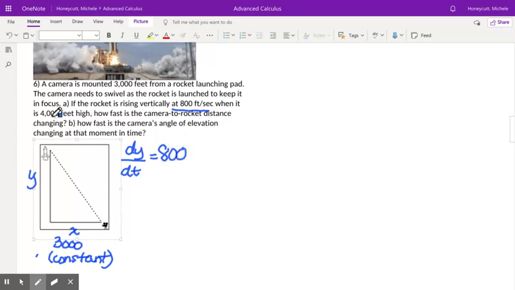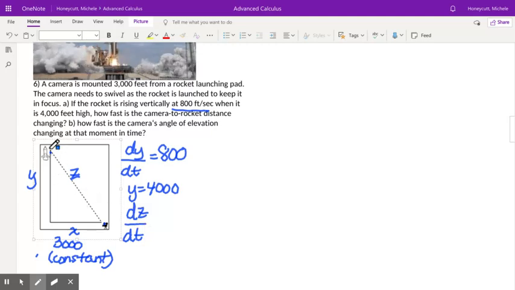And then it's concerned about when it's 4,000 feet high. So at the moment when the rocket is 4,000 feet in the air, how fast is the camera to rocket distance changing? Let's call this distance z. They want to know the rate of change of the distance between the rocket and the camera, so they're asking me for dz/dt.